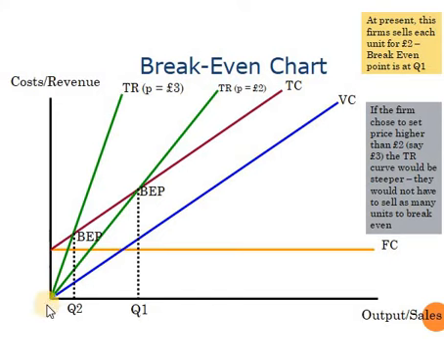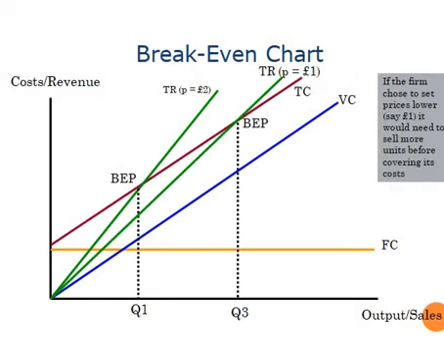You see, the slope is becoming steeper. So this means that I'm going to sell less quantity to break even because the price has increased. So the quantity to be sold is less than quantity 1. This is quantity 2.